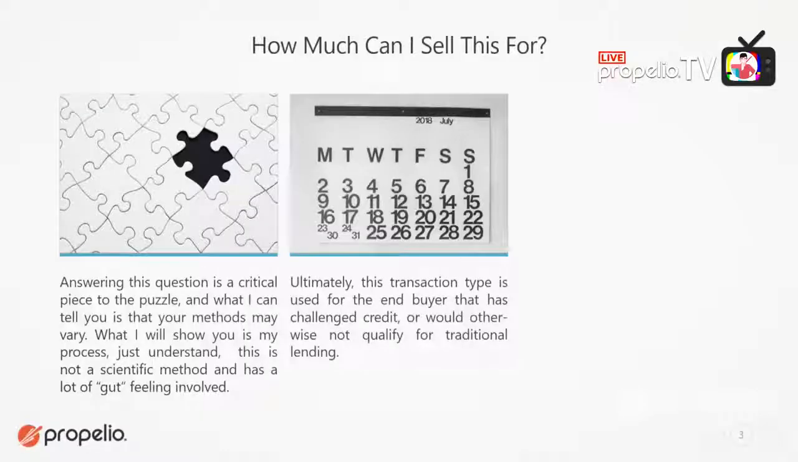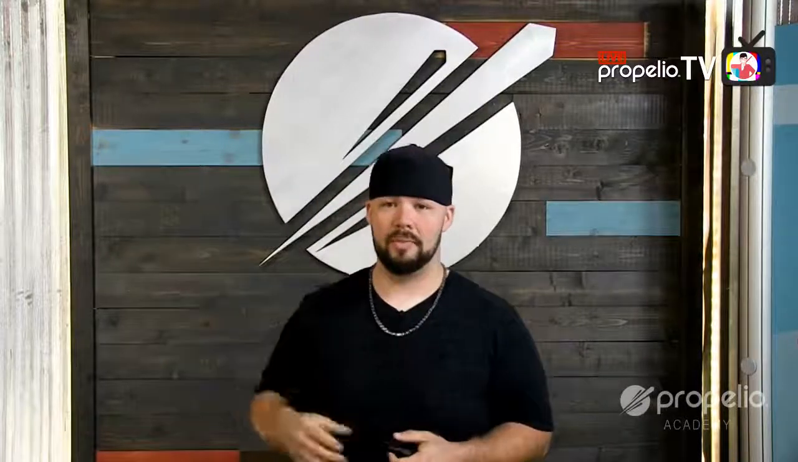But ultimately, this transaction type is used for the end buyer that has challenged credit or would otherwise not qualify for traditional lending. Remember, my end buyer is not going to be the person with an 850 credit score that's got $6 million sitting in the bank account. That's not who's buying these homes from me. These people that are buying homes from me are often the people that have poor credit. They've had issues in their past, and they are on a fixed income. But they're looking for safe, clean, and affordable housing, of which I can provide. And by doing that, I'm able to create a win-win scenario for these people.